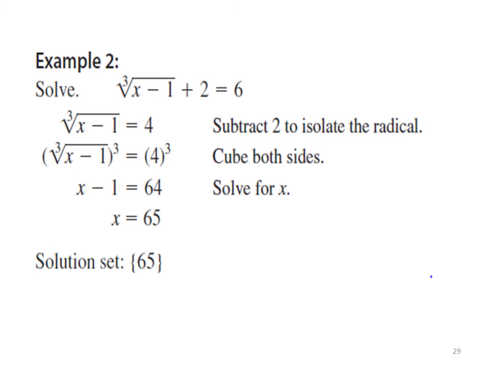Solve the cube root of x minus 1, plus 2, equals 6. The first step is to isolate the radical, so subtract 2 from both sides. You get the cube root of x minus 1 equals 4. Now the left hand side is a cube root, so you want to raise both sides to the power 3. For the left hand side, the cube root of x minus 1 raised to the power 3 equals 4 to the power 3. The next equation, you have x minus 1 equals 4 cubed, which is 64. Now add 1 to both sides, you get x is equal to 65, and that is your solution.